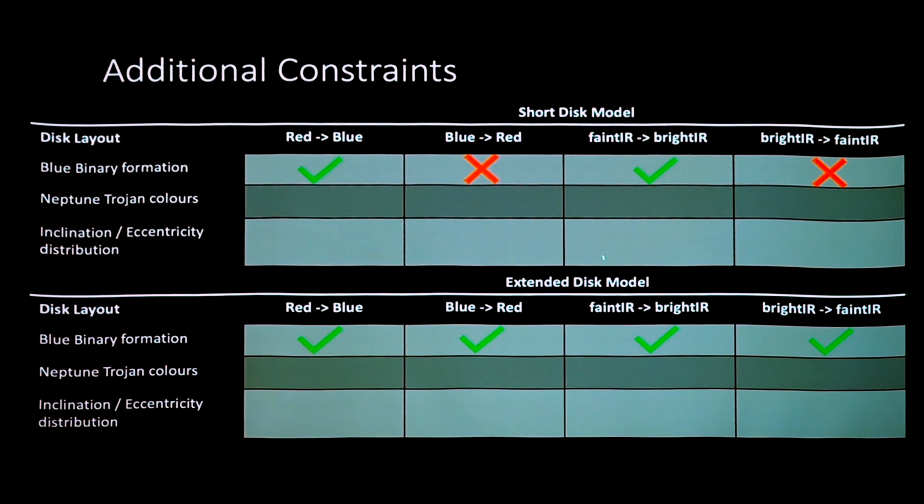There's no blue material beyond 30 AU in either of these cases, or granular material. They can't create the blue binaries, so those are absolutely not.